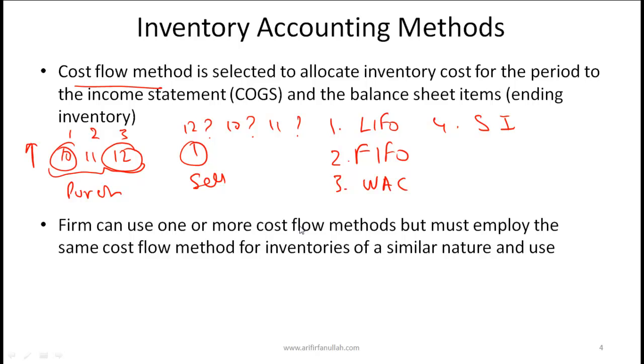Firms can use one or more cost flow methods but must employ the same cost flow method for inventories of similar nature and use. So if a firm has decided to use the first in first out method for chairs, then it needs to be consistent about using this method for all chairs. It can have a different product line for which it makes more sense to use the weighted average cost method or the specific identification method, but the point here is that there should be consistency. So for similar items, the firm must use the same cost flow method.